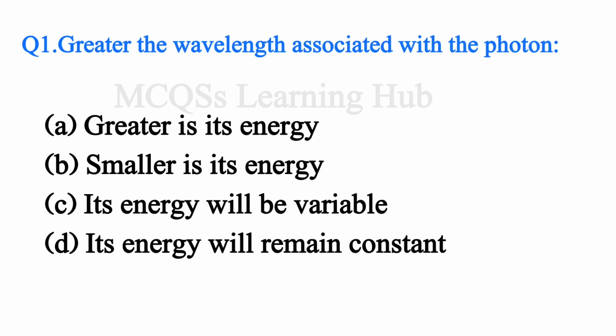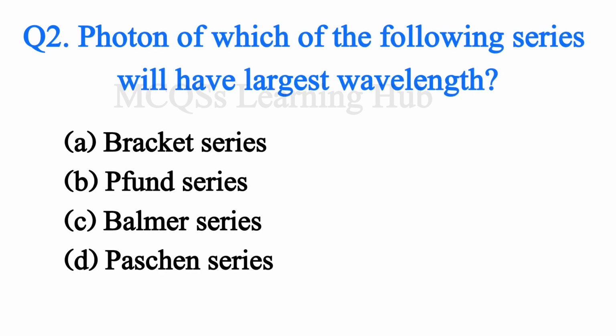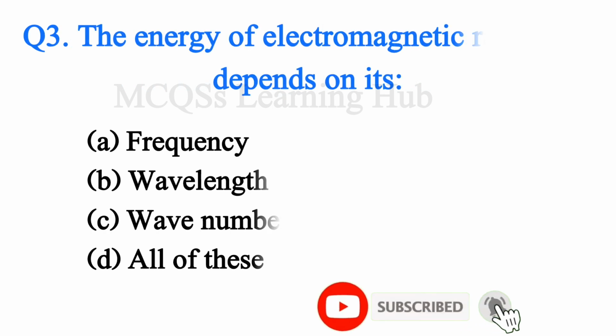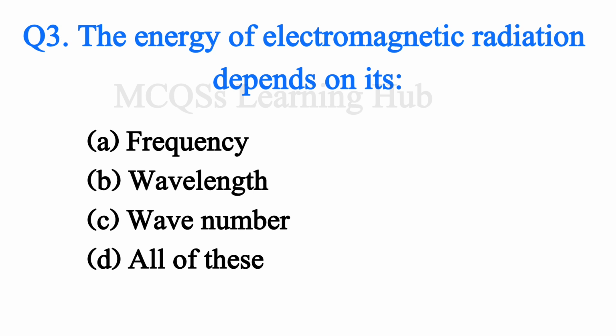Greater the wavelength associated with the photon. Option B is correct. Photon, of which of the following series will have largest wavelength? Option B is correct. The energy of electromagnetic radiation depends on its. Option D is correct.